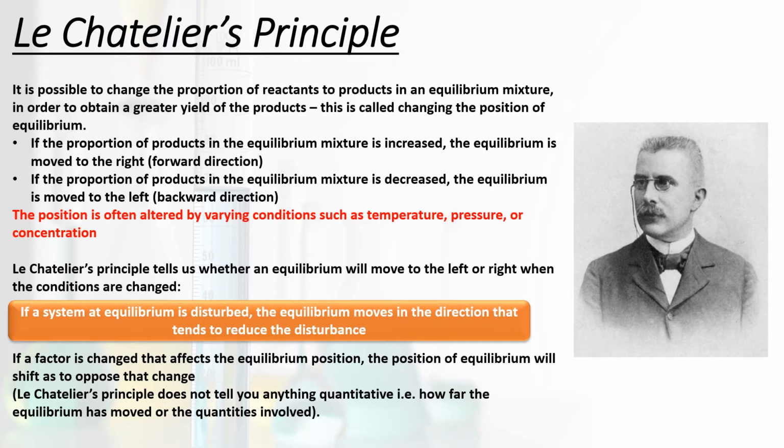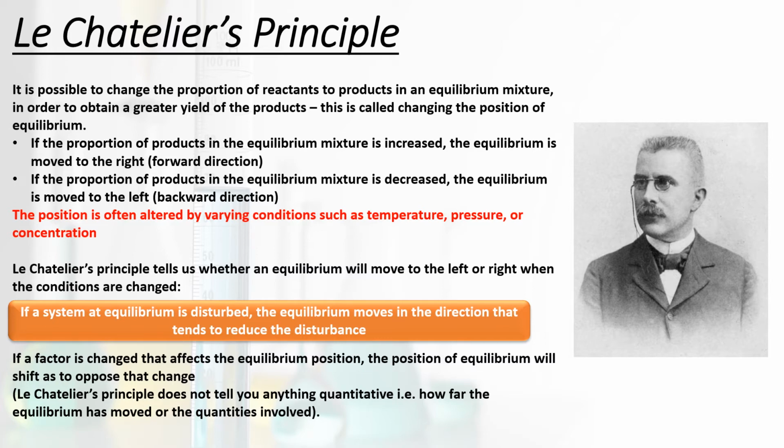And so Le Chatelier's principle tells us whether an equilibrium will move to the left or to the right when we change a certain condition. Le Chatelier's principle states that if a system at equilibrium is disturbed, the equilibrium will move in the direction that tends to reduce the disturbance. The idea here is that the chemical system doesn't want to be changed. So if I produce a change in that system by changing a condition, the system moves to oppose that change. It will move in the opposite direction to reduce that disturbance, to get back to the point at which it was.